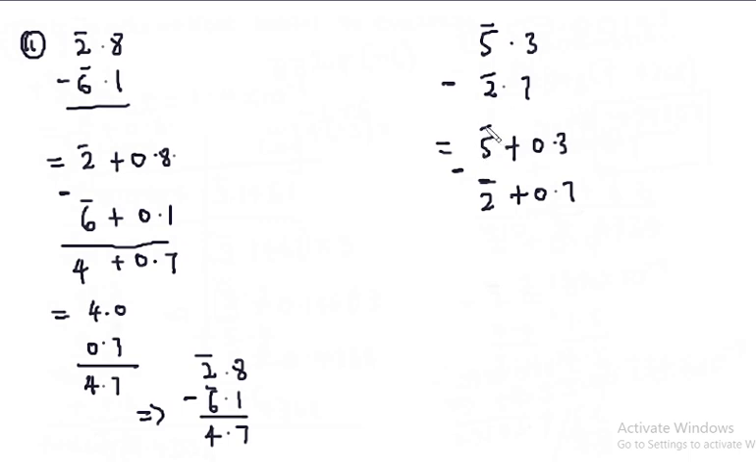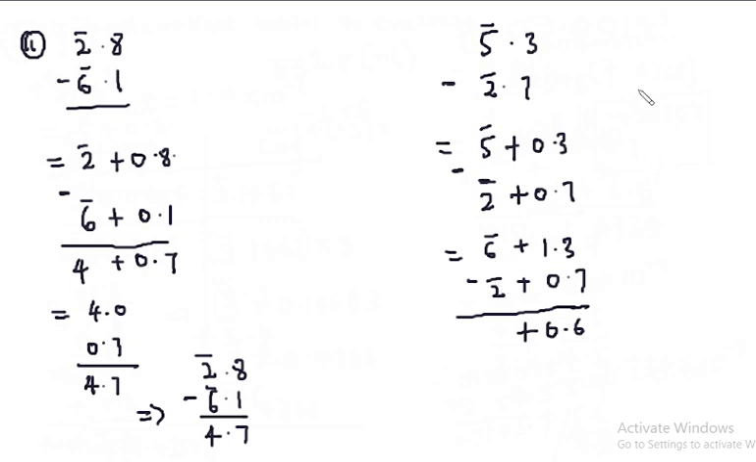So I can rewrite this as 6 bar plus, as I subtracted 1 from here to bring to here, plus 1.3. And then this will be minus 2 bar plus 0.7. So I can subtract 1.3 from 0.7 to give me 0.6 plus, here I have 6 bar minus 2 bar.